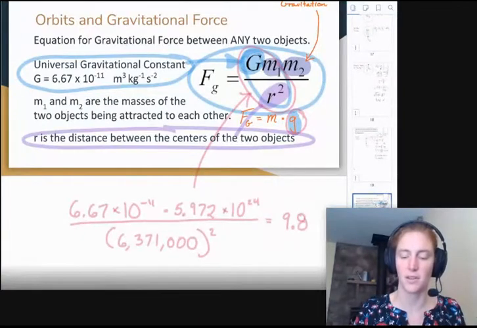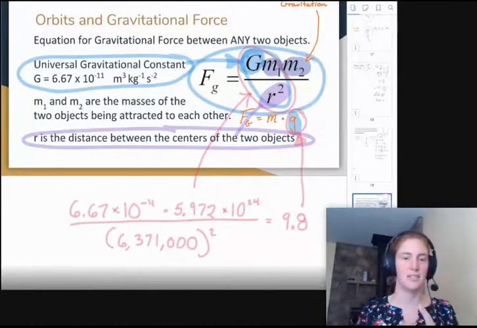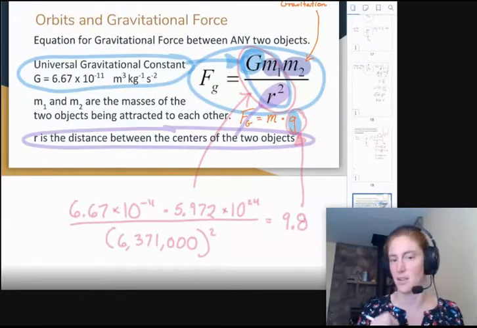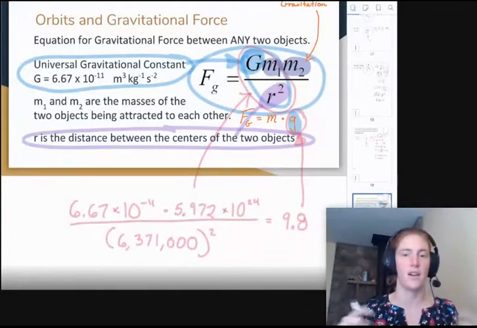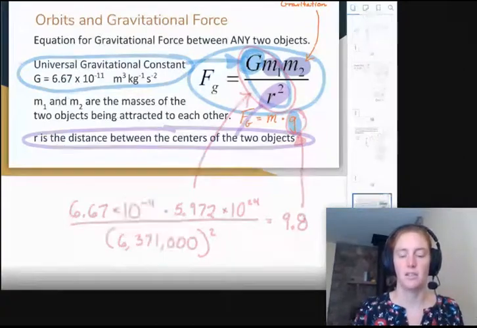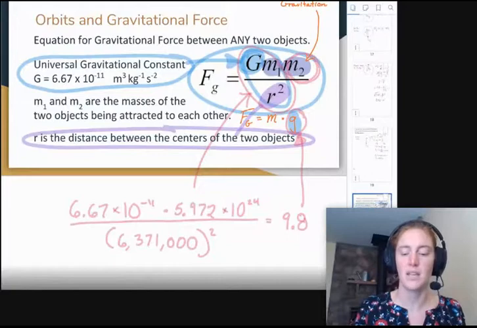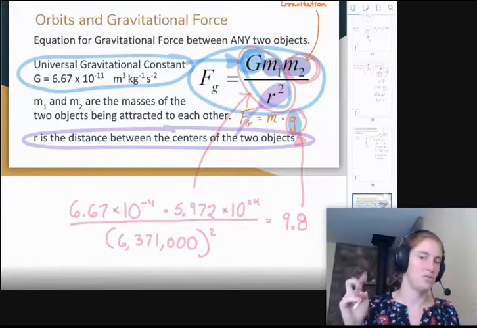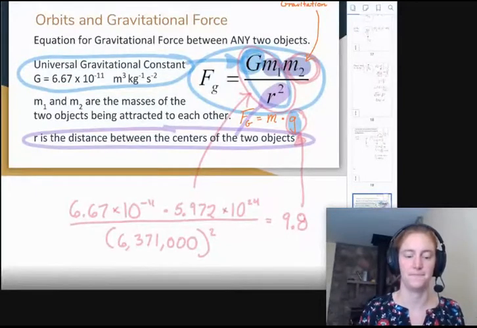Which is why we use the little g, because the radius of the Earth isn't changing, the constant isn't changing, and the mass of the Earth is not changing. So if I already know what all that stuff is equal to, and it's 9.8, then all I need to do is worry about the mass of me and this magical g that is 9.8.